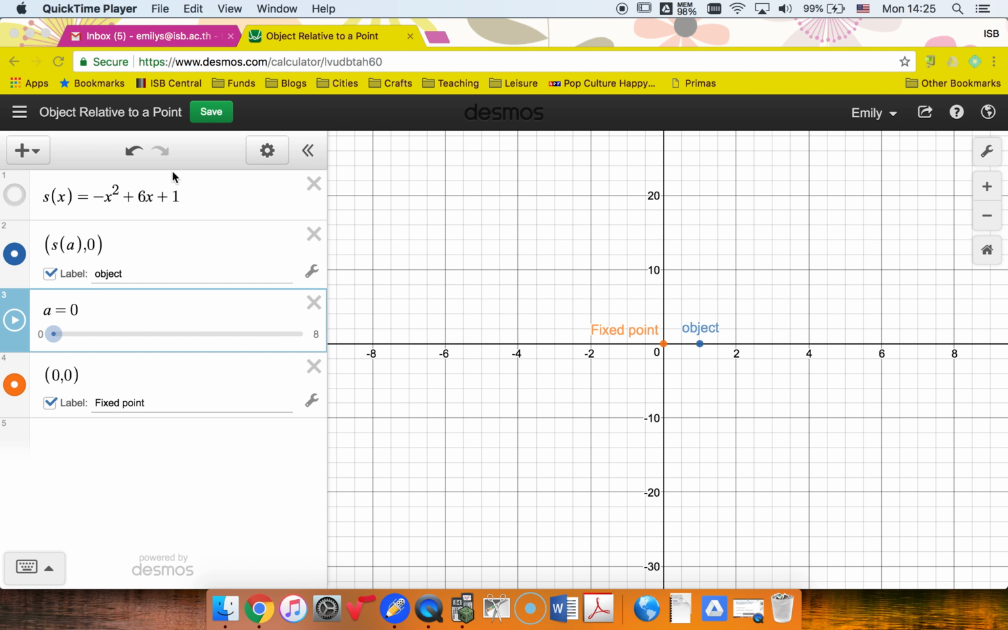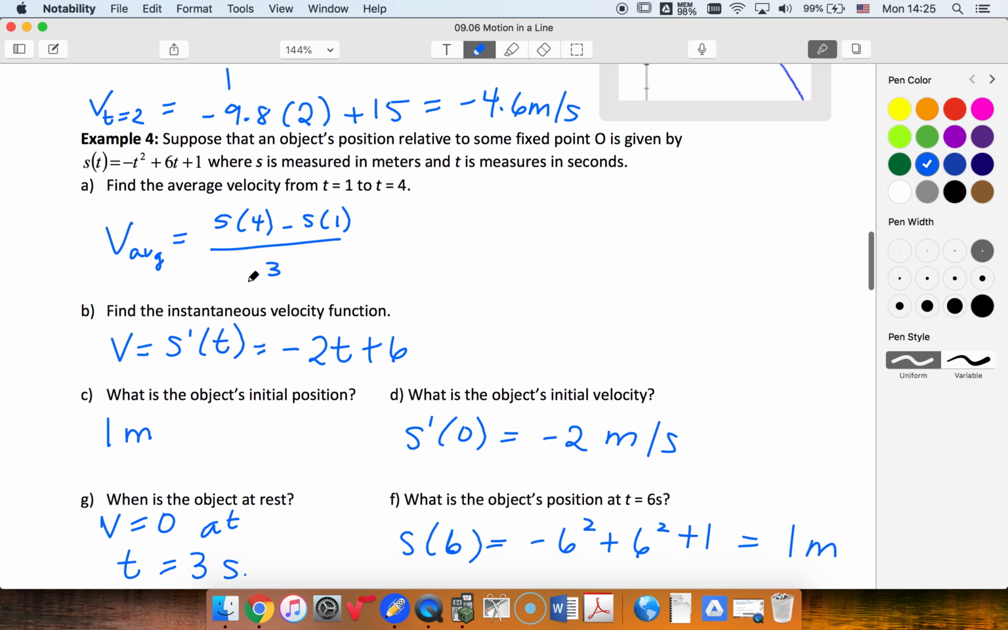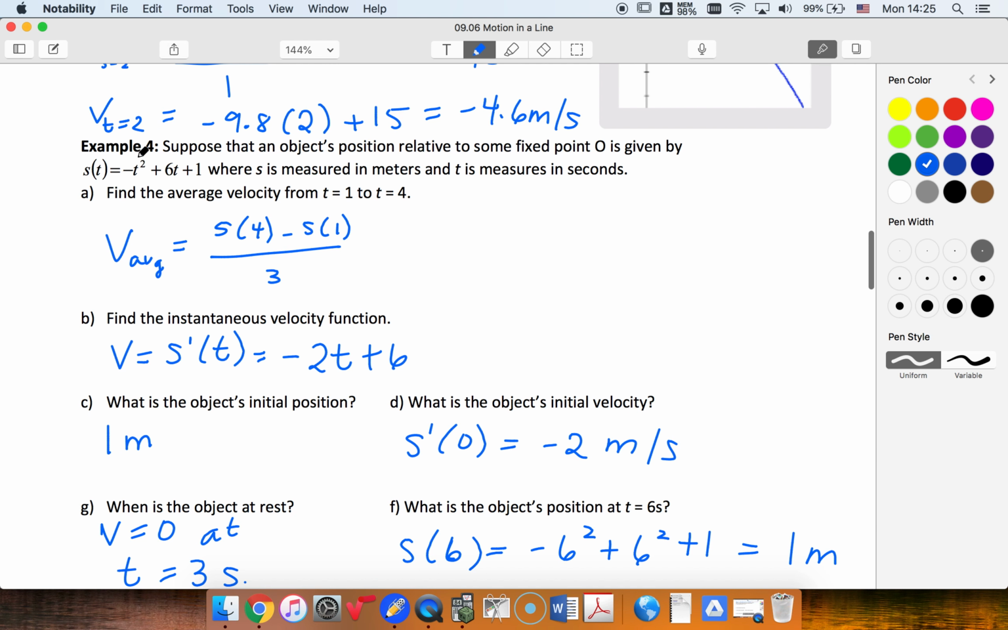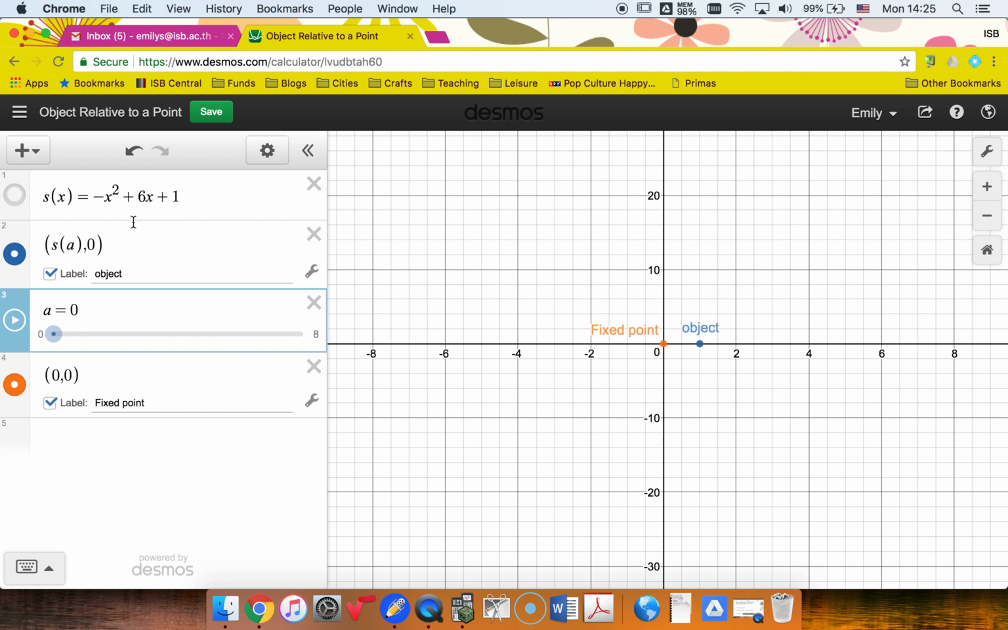I've made a little Desmos example for this last example we were looking at with example 4. So here was our displacement function, and I've put that into Desmos, but I've hidden it, so we know that that's a quadratic. And I've labeled our origin as our fixed point, and here's my object. So when the time is equal to 0, we know we started 1 meter away from our point to the right, and we can see as time goes on, we're getting further away from our point and then coming back past it.